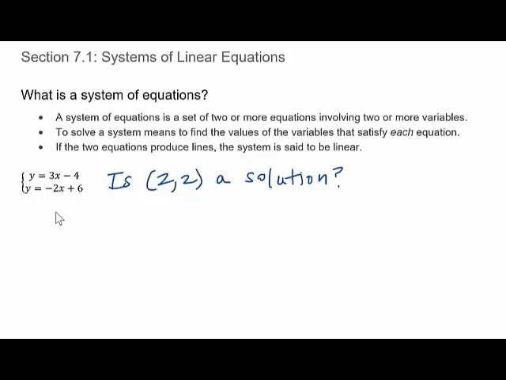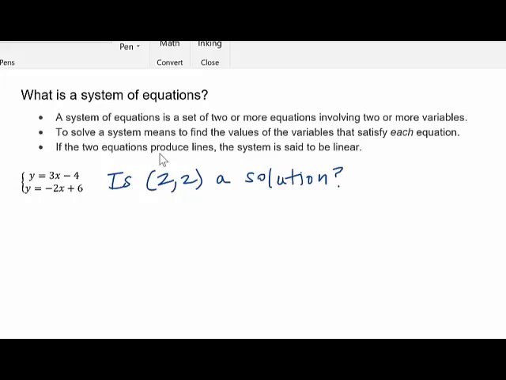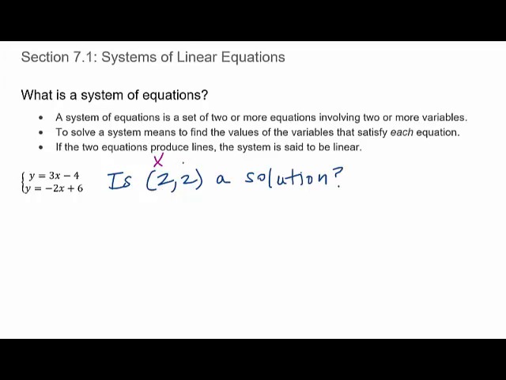Now the first thing that we're going to do is recognize that in any ordered pair, x is first and then y. And then we're going to substitute 2 for x. We'll start with this first equation, so 3 times 2 minus 4, and evaluate. And so that's 6 minus 4, or 2. Which is what the y value is equal to.